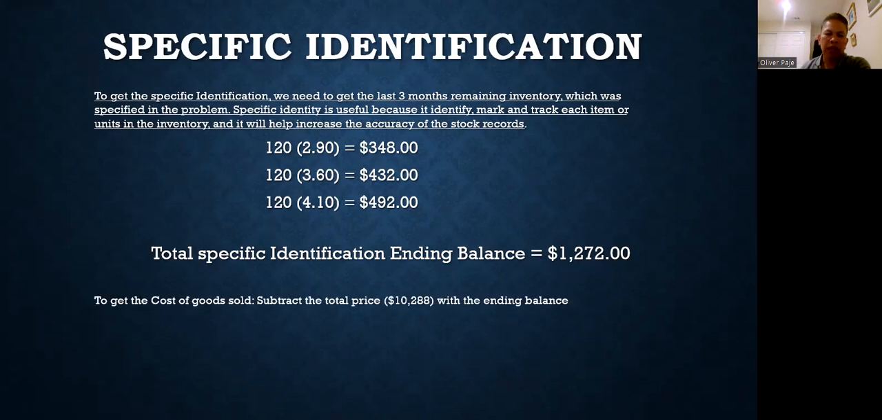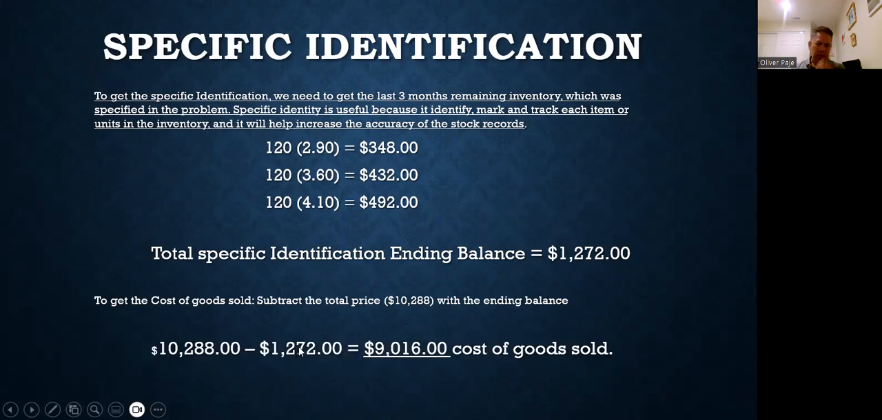To get the cost of goods sold, you subtract the ending inventory from the total price. So 10,288 subtracted by the ending inventory of 1,272, you get 9,016 as the cost of goods sold. That's how we get the specific identification.